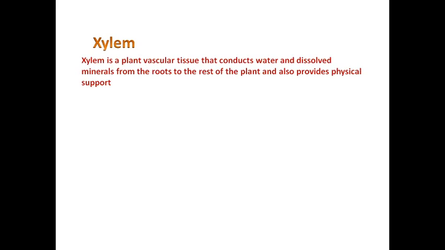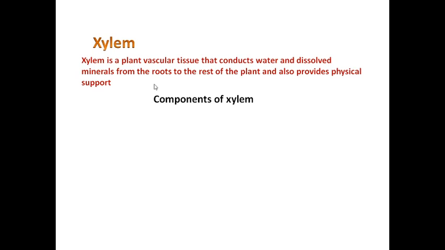Xylem is a plant vascular tissue that conducts water and dissolved minerals from the roots to the rest of the plant and also provides mechanical support. You already know that when water is absorbed by the roots of the plant, also the minerals, this water and minerals have to reach the other parts of the plant. So how do they reach the other parts of the plant? They reach the other parts of the plant via this xylem. Fine. And it also provides mechanical support to the plant or a tree.